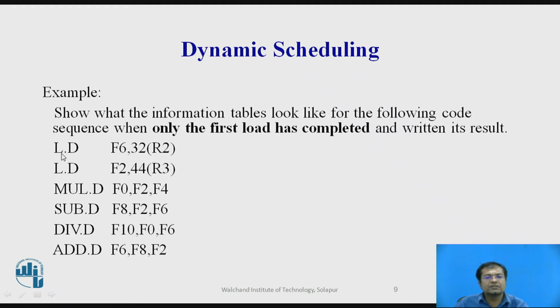This is the first load instruction. The value will be loaded into F6. Second, a value will be loaded into F2. Next, mul: F2 times F4, and the result will be stored into F0. Subtract F6 from F2, result stored into F8. Divide F0 by F6, result stored into F10. Then add F8 with F2, result stored into F6.